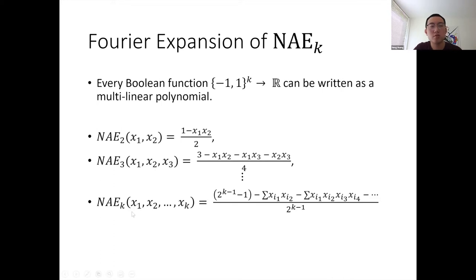And in general, the Fourier expansion for NAEk is given by 2 to the k minus 1 minus 1, and then you subtract all the products with an even number of variables. And then all this divided by 2 to the k minus 1. Okay?